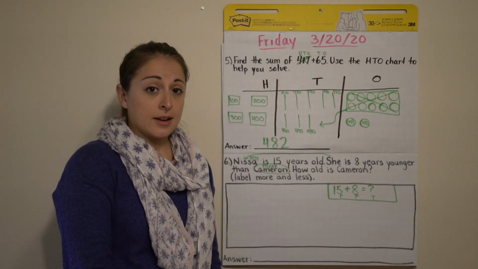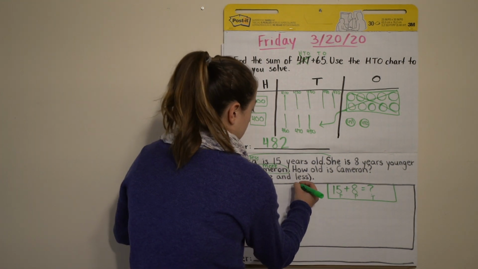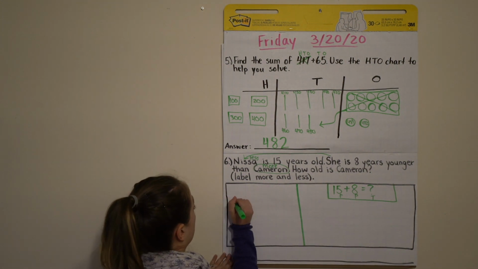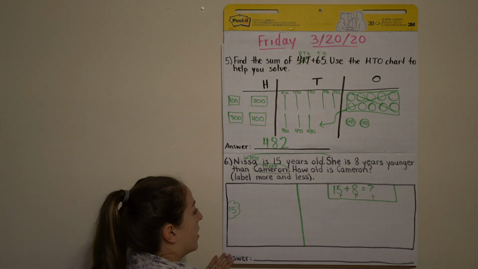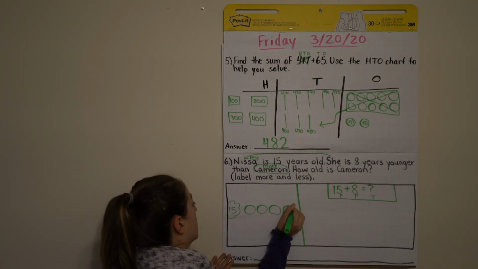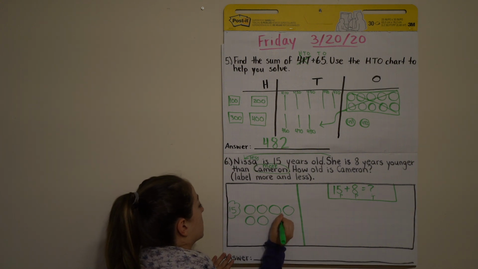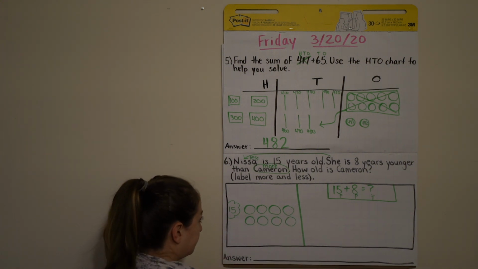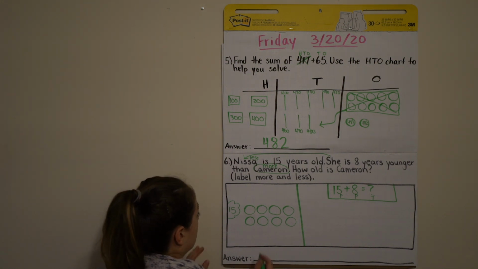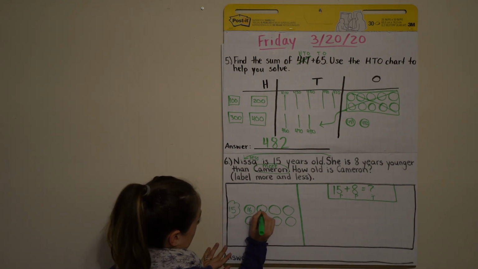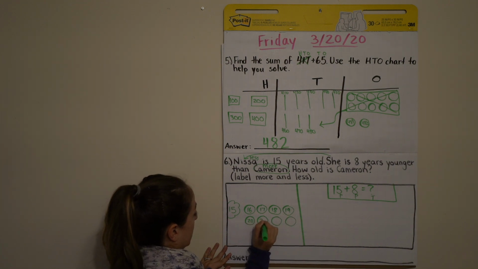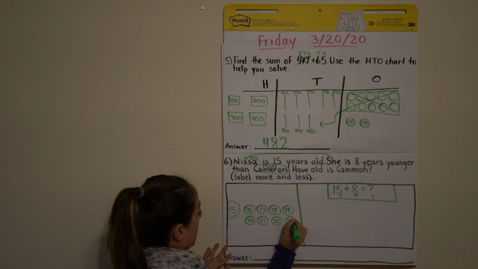All right, I'm going to go ahead and solve this problem. I'm going to do it in two ways. First, I'm going to start with putting 15 in my brain. Then I'm going to do 8 circles. 1, 2, 3, 4, 5, 6, 7, 8. Because I'm missing my total, I'm going to add my parts. So I'm counting up. 15, 16, 17, 18, 19, 20, 21, 22, 23.